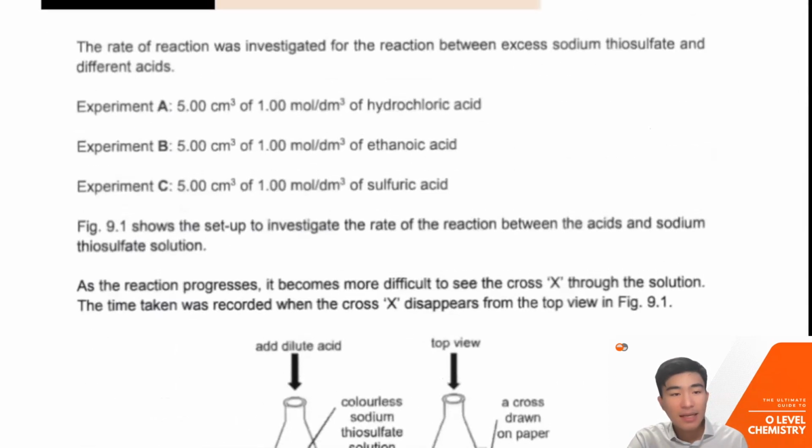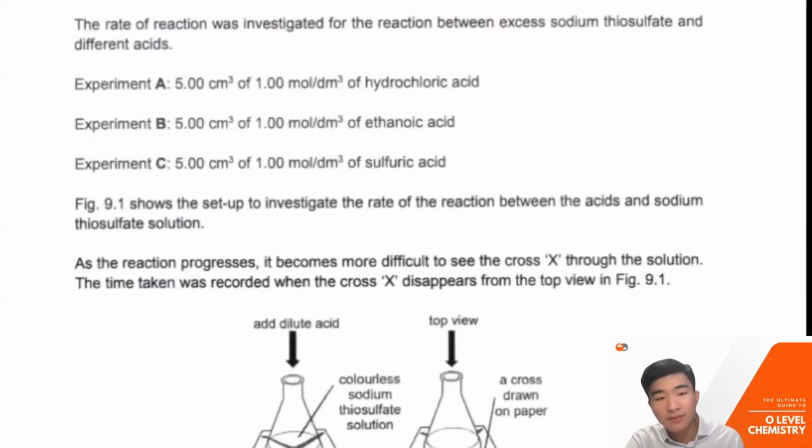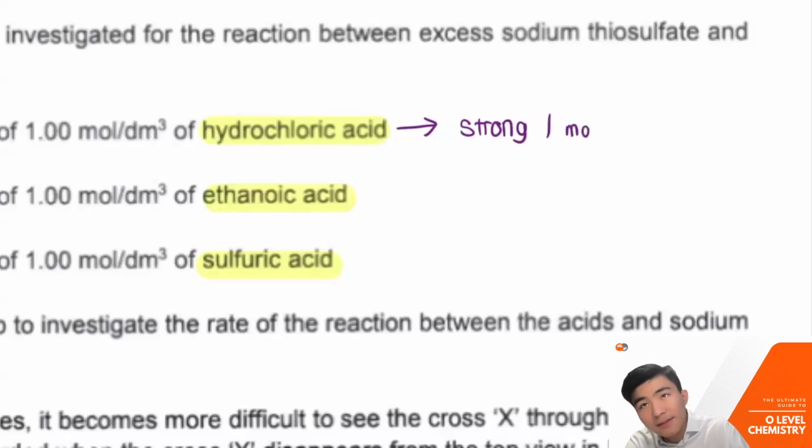In this question, you are told that the rate of reaction was investigated for a reaction between sodium thiosulfate and different acids. There are 3 different acids: hydrochloric acid, ethanoic acid, and sulfuric acid. Can everybody write down, hydrochloric acid is what? Is it a strong acid or weak acid, and is it a monobasic or dibasic acid? So HCl is a strong acid. It is monobasic. Good.